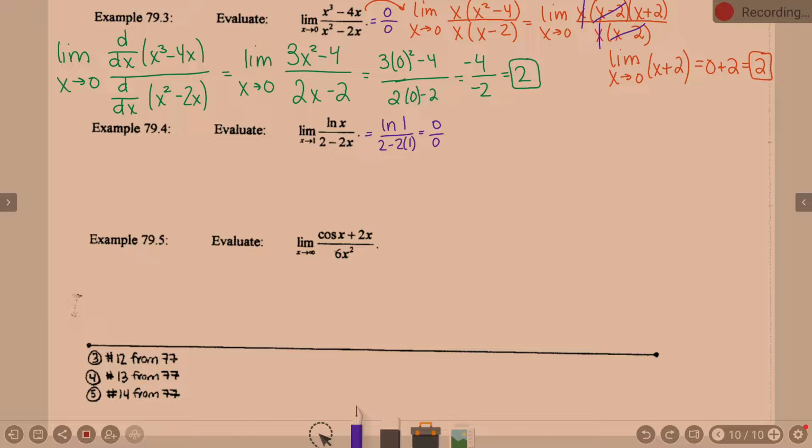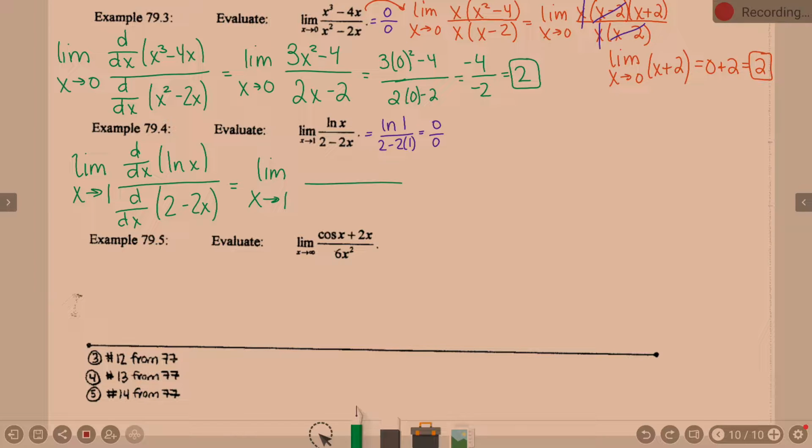So we're going to apply L'Hopital's. The limit as x approaches not 0, 1. We're going to do the derivative of the natural log of x over the derivative of 2 minus 2x. It's still the limit, correct? It's still the limit as x approaches 1.